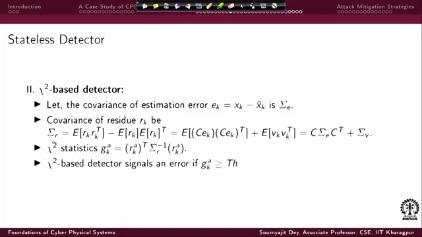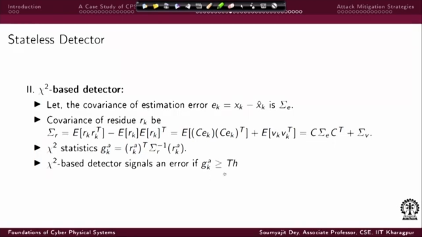So, once you are able to compute this sigma r here, then you can just apply this chi-square statistics formula, which uses this sigma r inverse here. It is basically doing a scalar computation, where it is using the residue under attack and its transpose. This is the R A k, that is residue under attack in the kth instant, its transpose and the original value here, and they are being weighted by sigma r inverse.